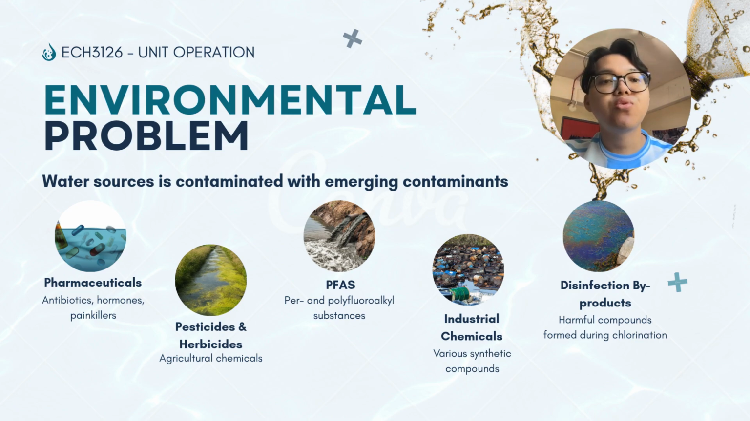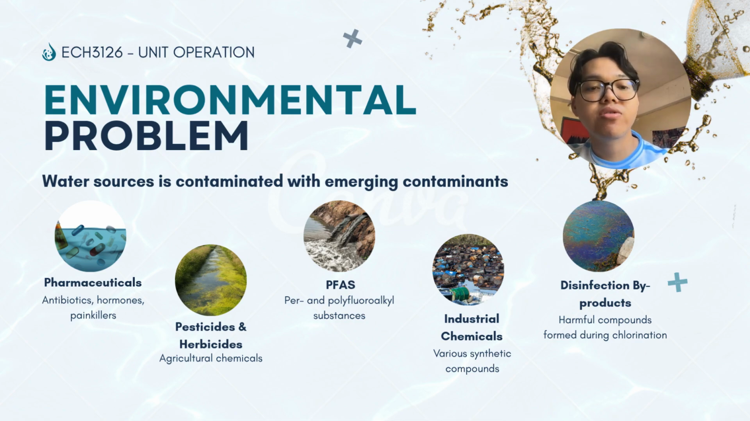Okay, so let's start with the problem. Every day, millions of people turn on their taps expecting clean water. But the reality is that our water sources are increasingly contaminated with what scientists call emerging contaminants. There are 5 main categories of pollutants we need to worry about. First, pharmaceuticals, things like antibiotics, hormones, and painkillers that enter our water through human excretion and improper disposal of medicines.